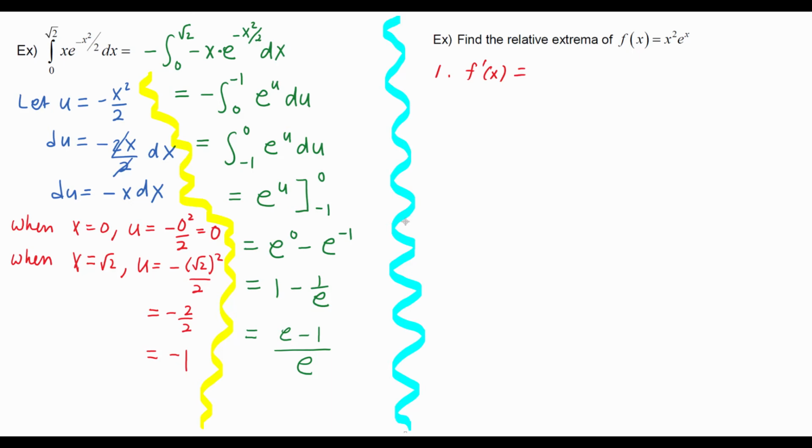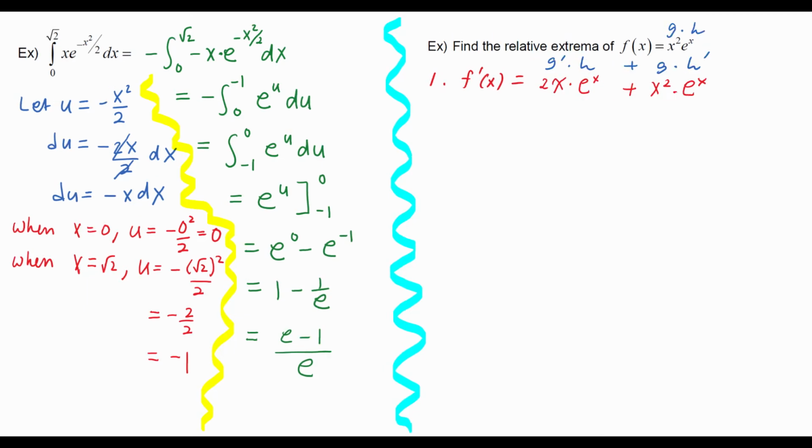Since f is already used, let's call x squared g and e to the x h. Then the product rule would be f prime of x equal g prime times h plus g times h prime. And now g prime, derivative of x squared, is 2x, and h, we just copy e to the x, plus g, just copy x squared, h prime, derivative of e to the x is e to the x.